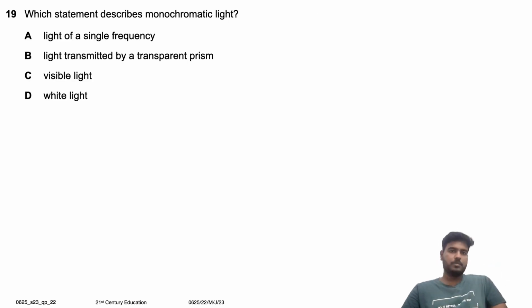Which statement describes monochromatic light? Monochromatic light, the definition: mono means single, chromatic means color or frequency. So light of a single frequency.